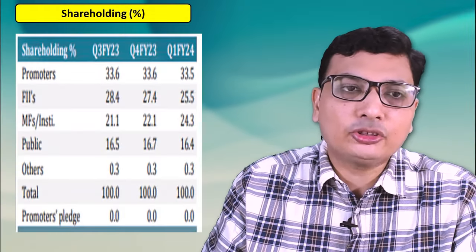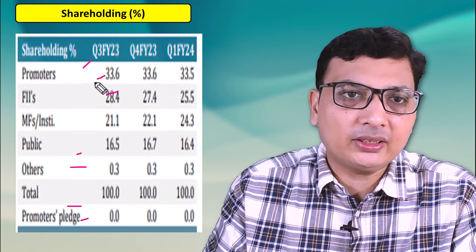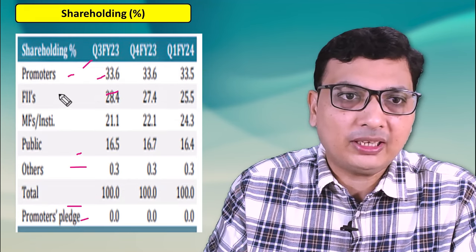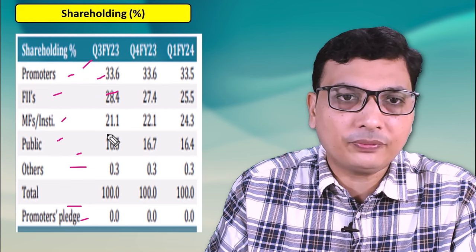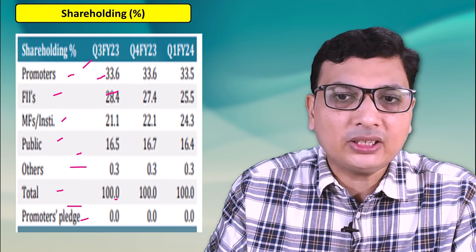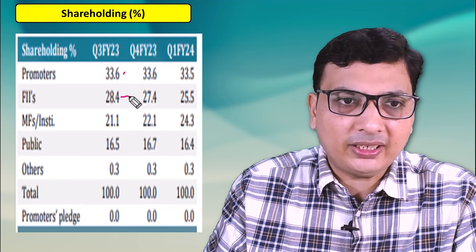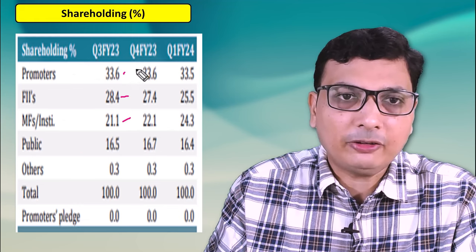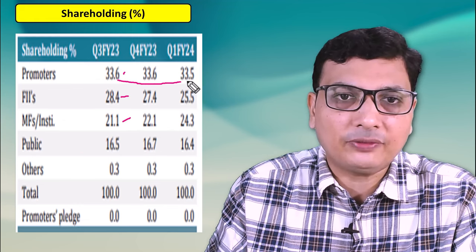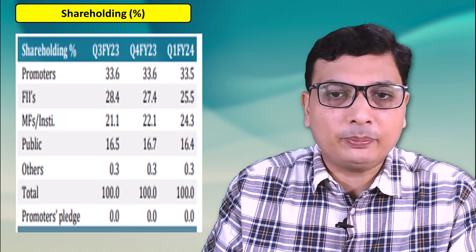Then comes the shareholding pattern. The shareholding pattern is also given on the front page only, and you can see here the complete shareholding pattern is there: promoter, FII, public, mutual fund, institution, all these things are available in total. Like, out of this, 33% share is of promoter, FII is 28%, and mutual fund 21%, and 33% has gone to 33.5%. So this is how you have to check the shareholding pattern.